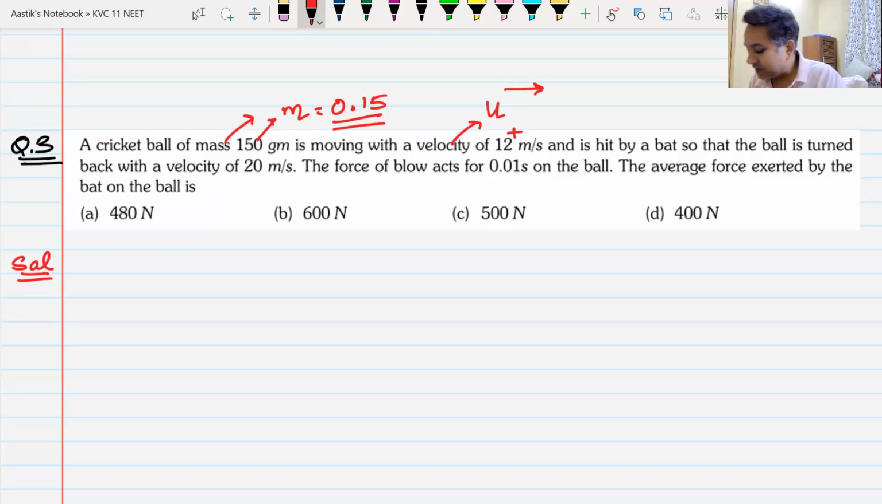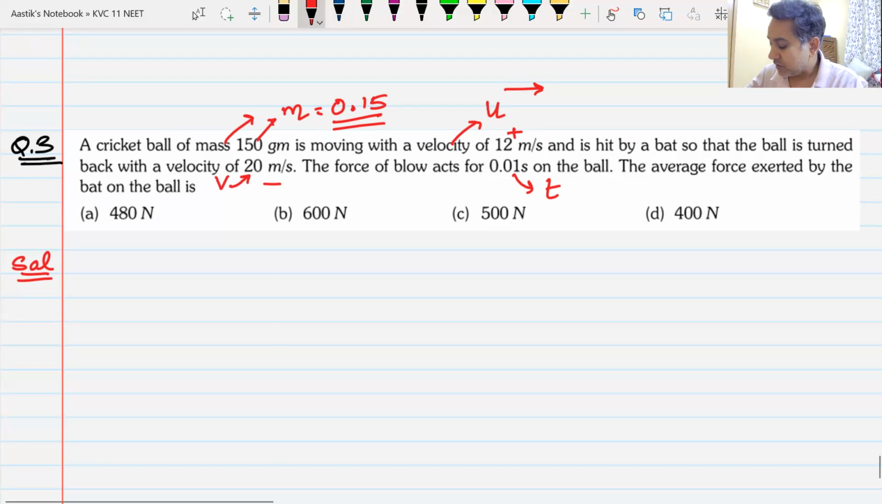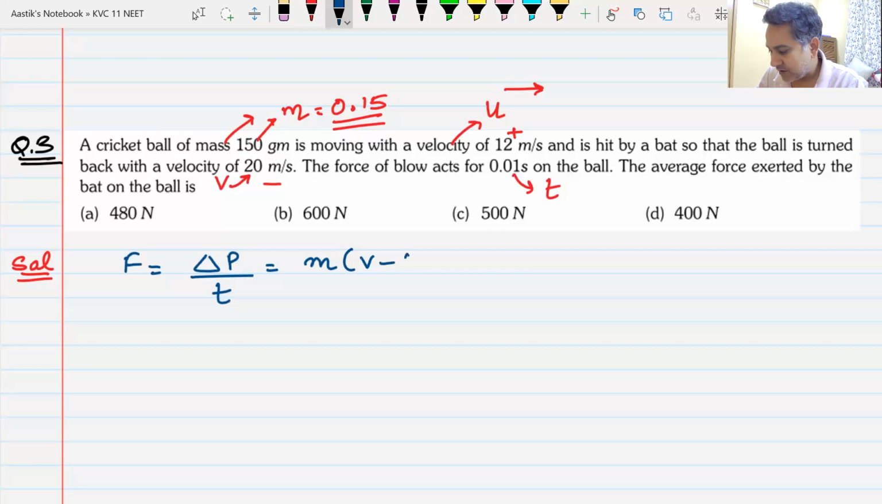It is hit by a bat, so that ball is turned back. So this is the final velocity V. If the initial velocity was like this, the final velocity will be like this. Yes or no? So it will be taken as negative. This is the time. What is the average force? So how do I find the average force? Force is change in momentum divided by time. M into V minus U divided by T. Yes or no?